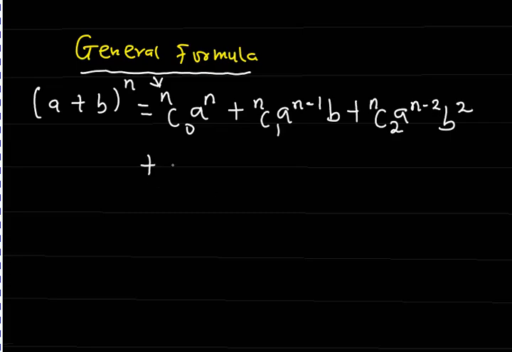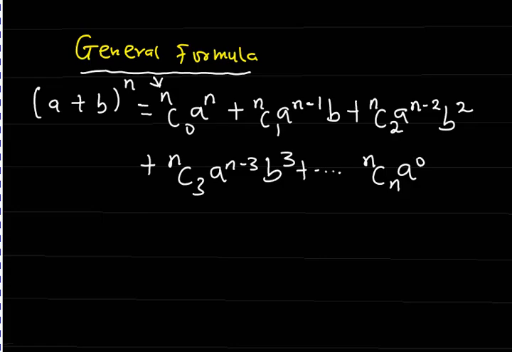The next, it continues like that. The next coefficient is going to be n combination 3. The power of A reduces by 3, while the power of B increases by 3. So this actually continues to the point where we have n combination n. Then the power of A now reduces to 0. That is going to be the last term, while the power of B increases to the maximum, which is n. Okay, so that is what we are going to do.